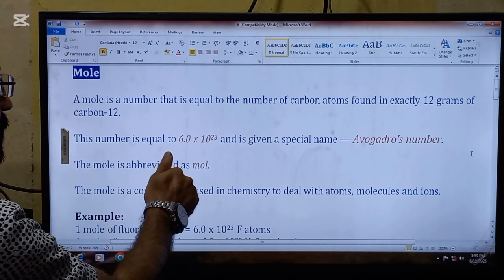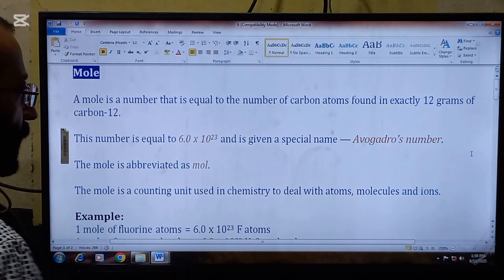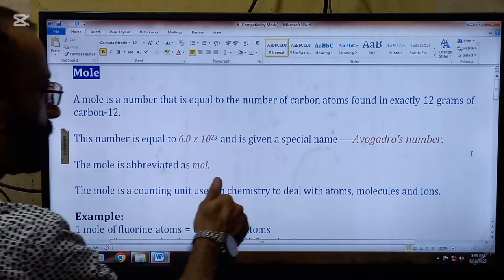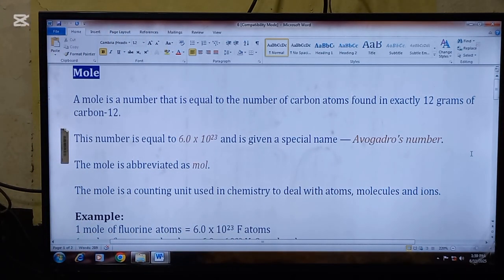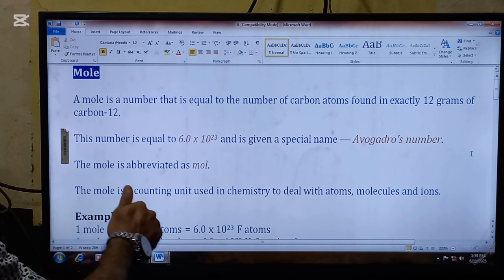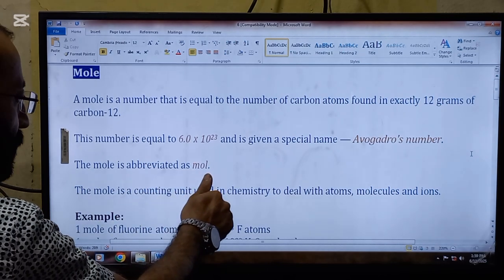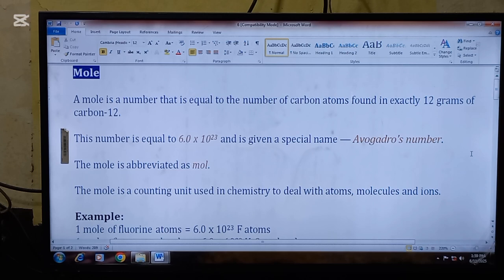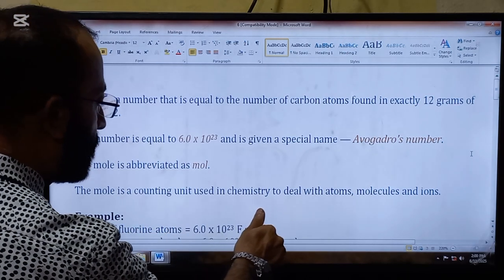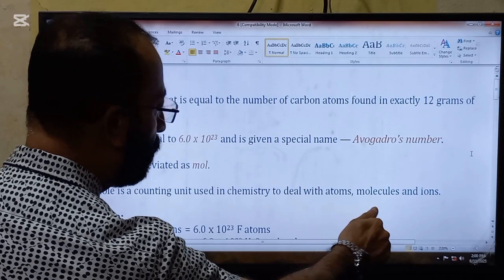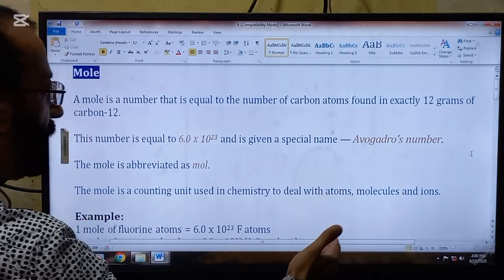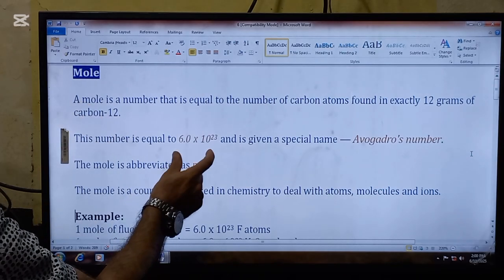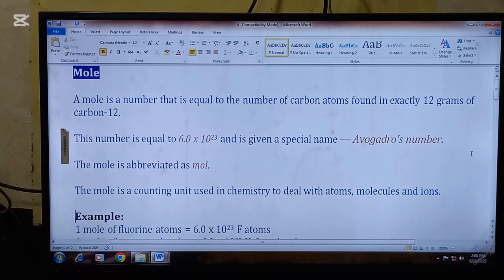This number is equal to 6 multiplied by 10 raised to the power 23 and is given a special name, Avogadro number. The mole is abbreviated as mol. The mole is a counting unit used in chemistry to deal with atoms, molecules, and ions. So these are the things which will be dealt under mole, and this is the number which is equal to 1 mole.